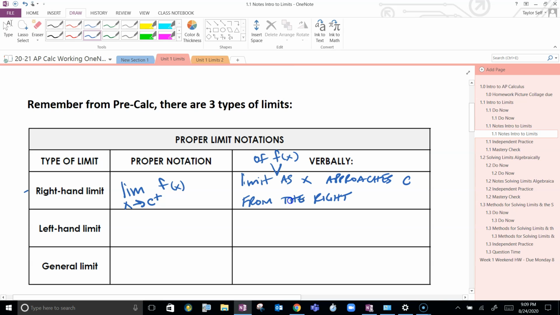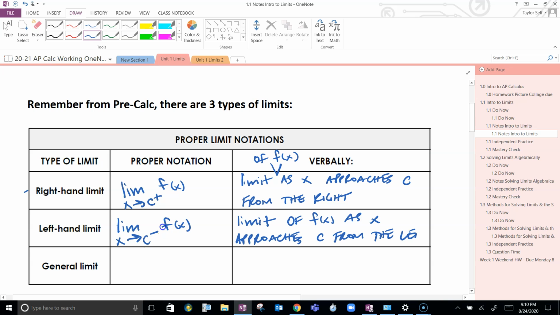Okay, now let's do the left-handed limit. So this one looks like limit as x approaches c from the left. And the way that we're going to write that is we're going to say the limit of f of x as x approaches c from the left. Cool. So that's your left-handed limit.